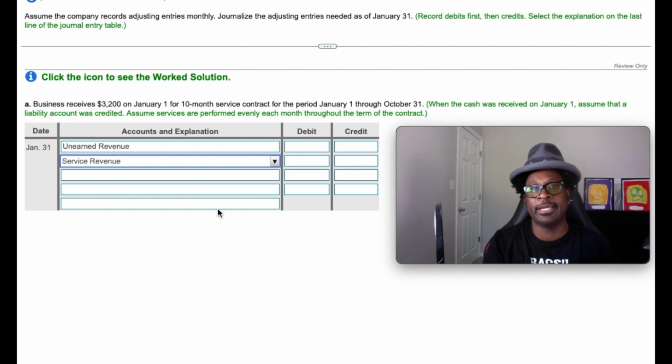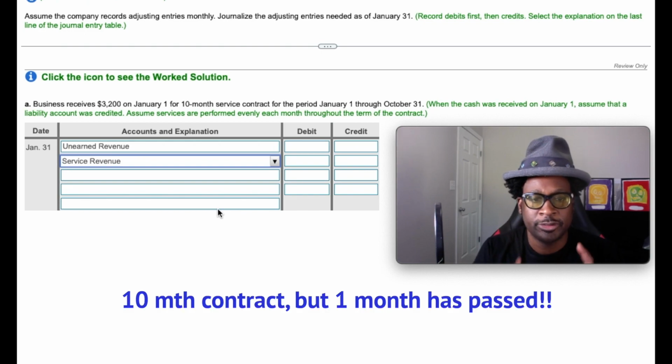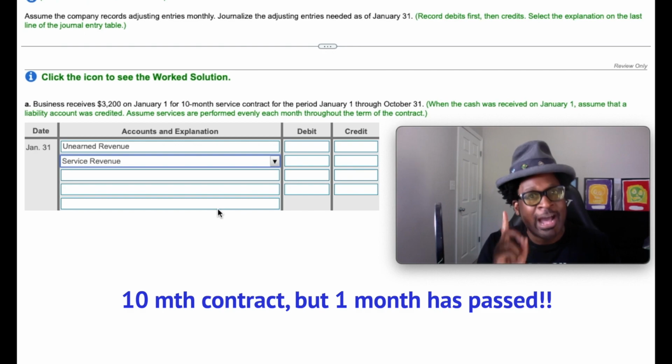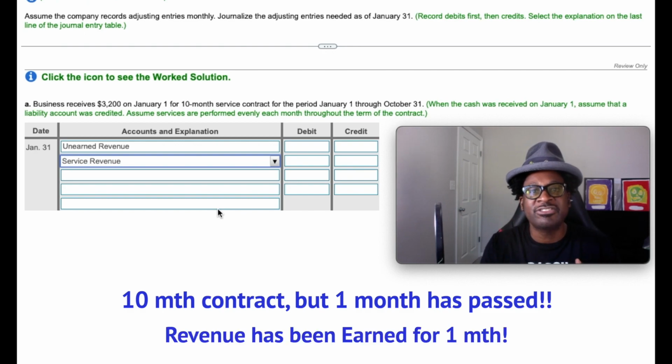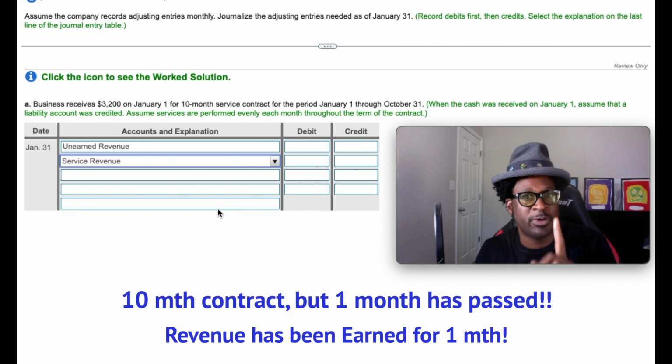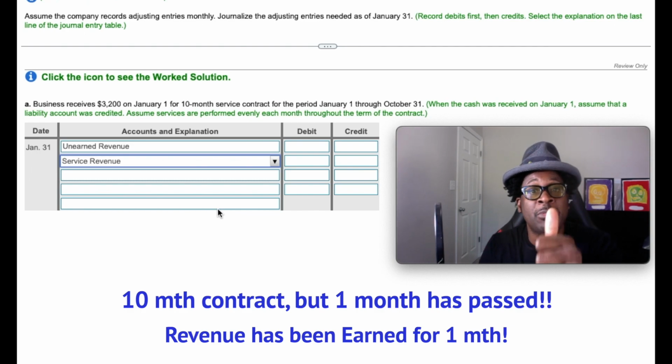So we're halfway there, gang, but we have to come up with the proper amount. And how will we do that? By utilizing the information given in the problem. So it's a 10-month contract. It started from January and it's going to go all the way through October. But we are making this adjusted entry at January 31st. Remember, the initial entry took place on January 1st, which means that 1 month has passed.